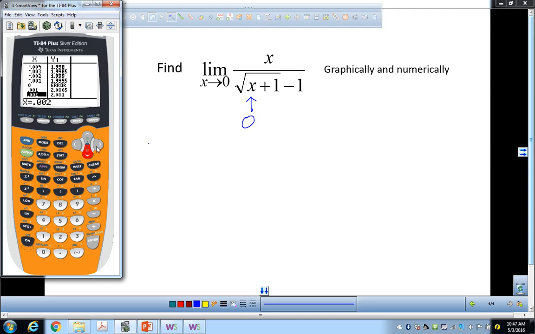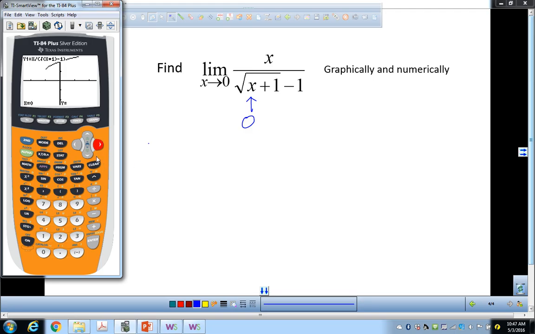Or I can also look at the graph, right? If I look at the graph, where's my graph? I'm going to go zoom 6. Okay? From the graph you could kind of see it. If I zoom in, I could kind of see that as I get closer and closer to 0, do you guys see that it's approaching 2? And if I hit trace on my calculator, watch this. As I get closer and closer to 0, it gets closer and closer. Uh-oh, what happens at 0? There's a hole where it's undefined, right?